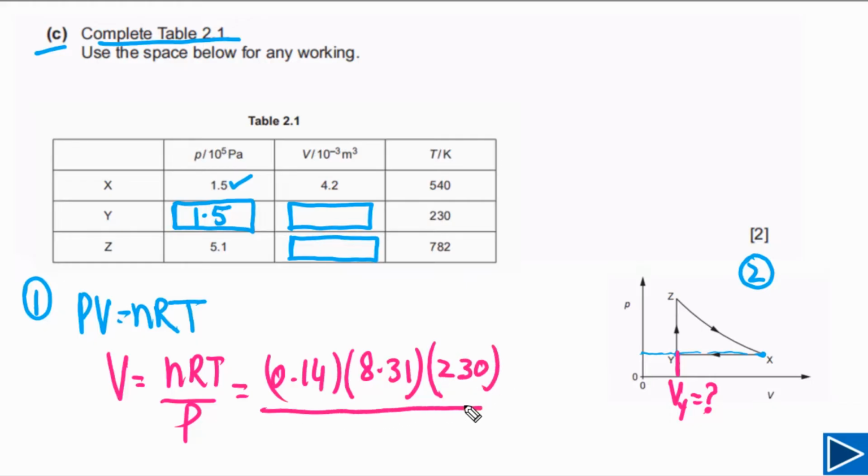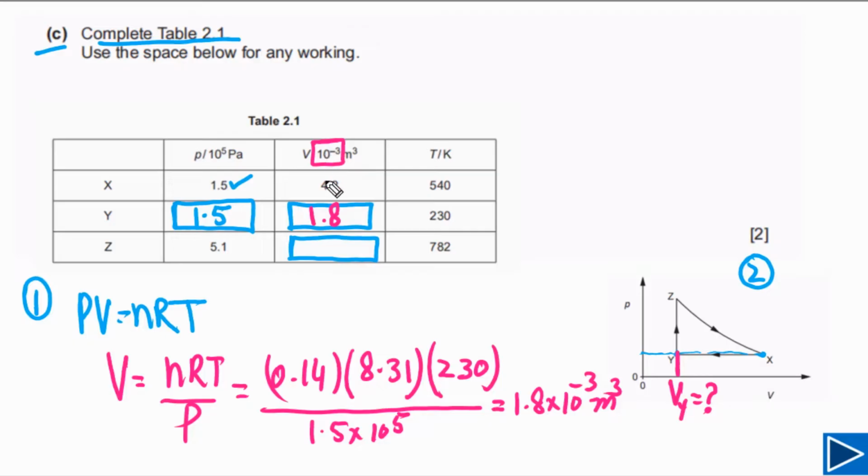Now we need to divide by the value of P, and the P at Y is 1.5 times 10 to 5. If we solve this, our final answer will be 1.8 times 10 to negative 3 cubic meters, and that is the answer for V. So we will write V is equal to 1.8 cubic meters. Because 10 to negative 3 is already written in the table, you do not need to write it again.